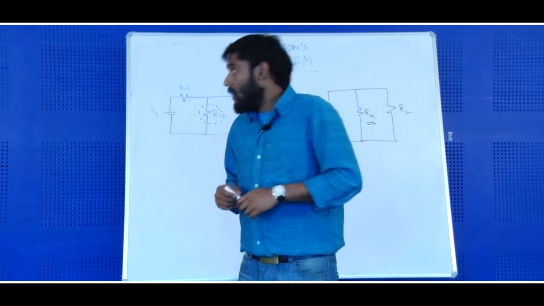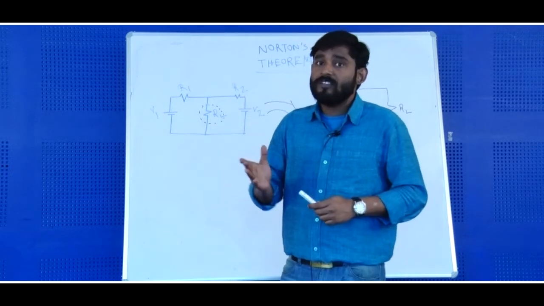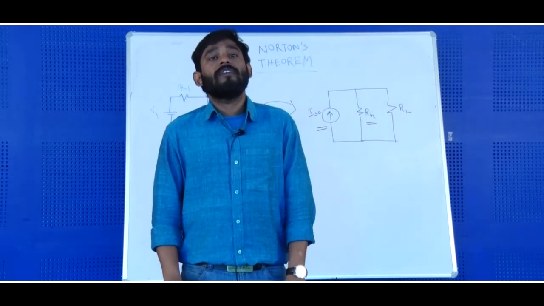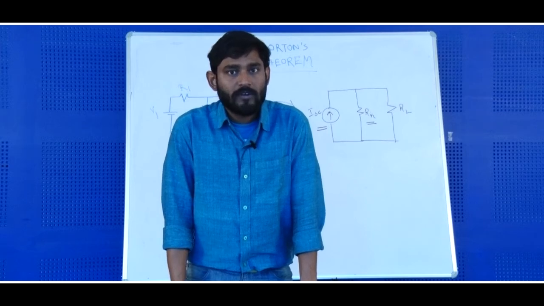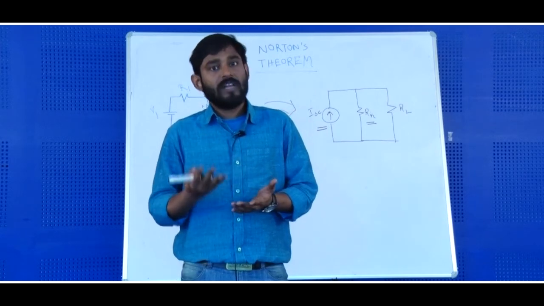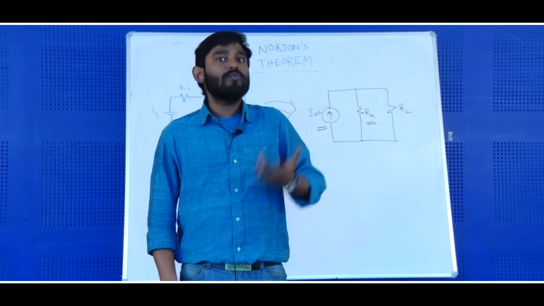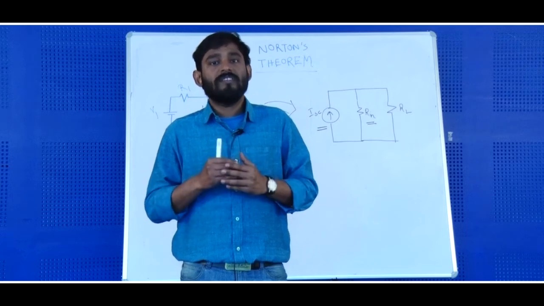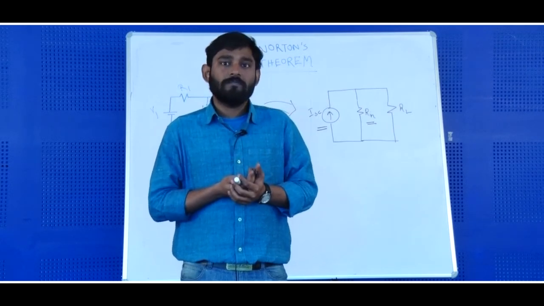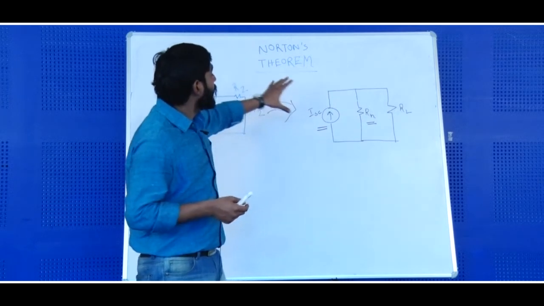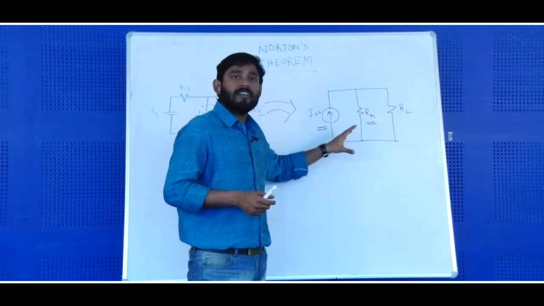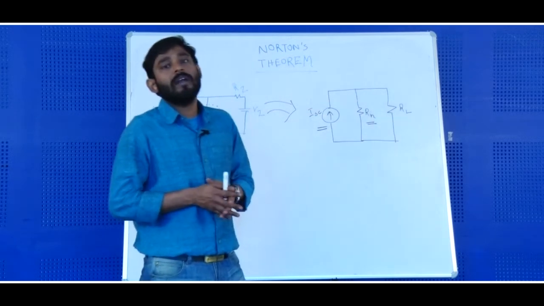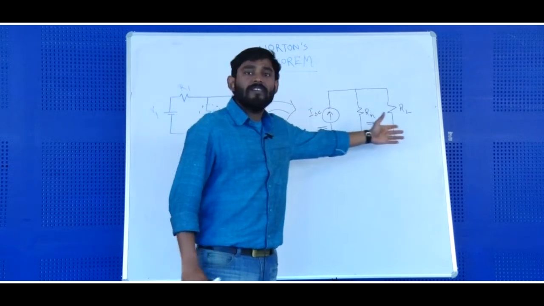Now, what is the fundamental difference between Thevenin's theorem and Norton's theorem? In case of Thevenin's theorem, any complex circuit was converted to a much simpler circuitry consisting of 3 elements, again a voltage source and 2 resistances, and the arrangement was in series. Every element in that case was in series. But if you look into this circuit, the basic difference compared to that circuit is that all the elements in this circuit are in parallel, as you can see.